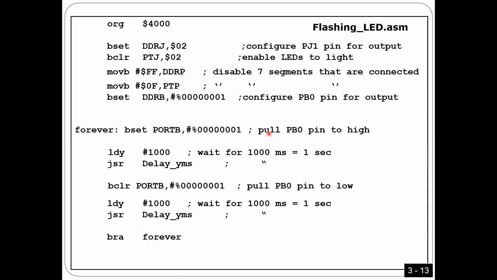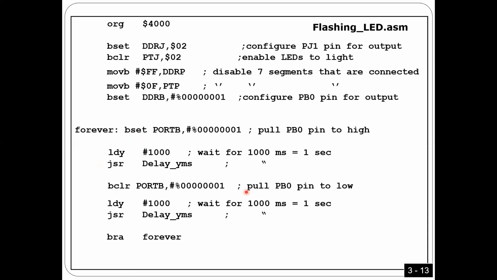Number 1, I have to pull the pin high in order to turn the LED on. So I can do it this way. I can say bit set port B and then 00001, because I want to turn this pin on. I want to put 5 volts on this pin, PB0, to turn this LED on. So I'm going to pull it high. After you execute this instruction, the LED is on, and then I'm going to wait 1 second. So using these 2 instructions, I'm going to wait 1 second.